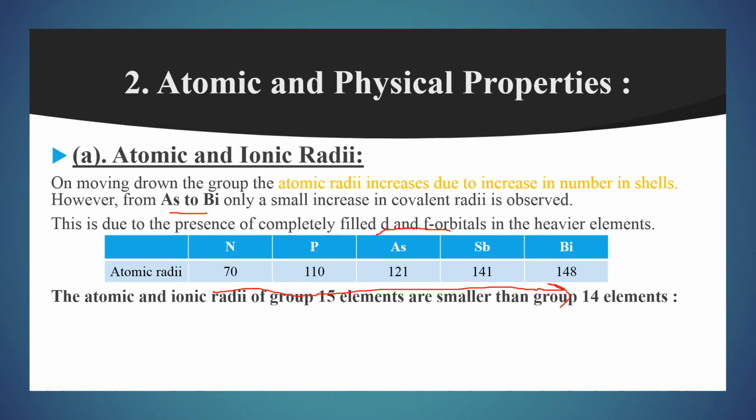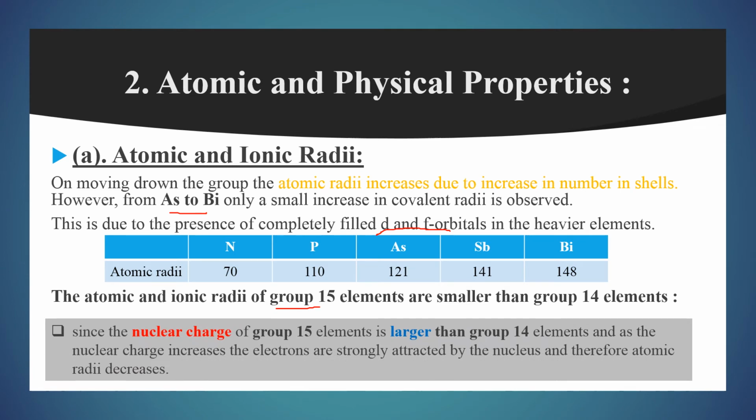Here also, if we compare group 15 with group 14 elements, the atomic radii of group 15 are smaller than group 14 elements. Why? As we know that in general, as we move from left to right in a periodic table, the atomic radii generally decreases, and we know that group 15 is present on the right hand side of group 14 elements, and in a periodic table the elements which are present on the right hand side will have less atomic size.